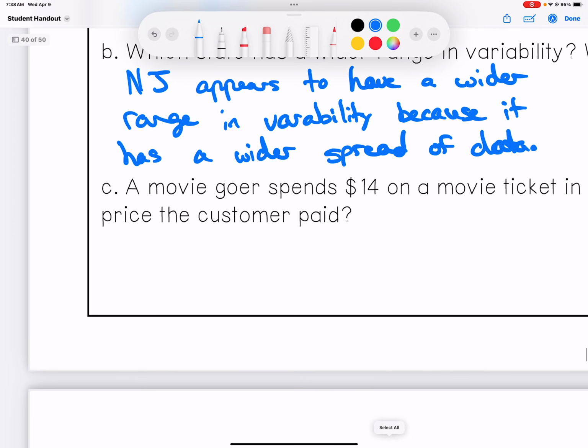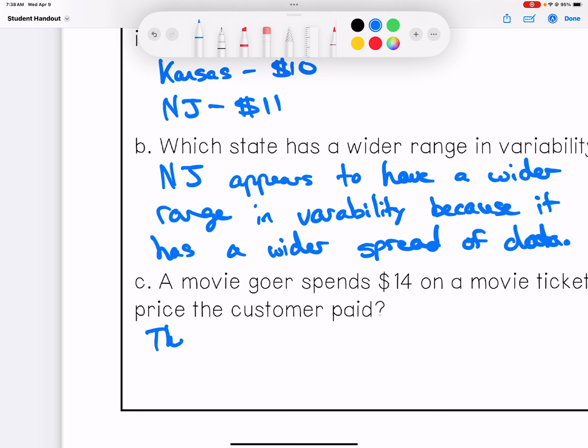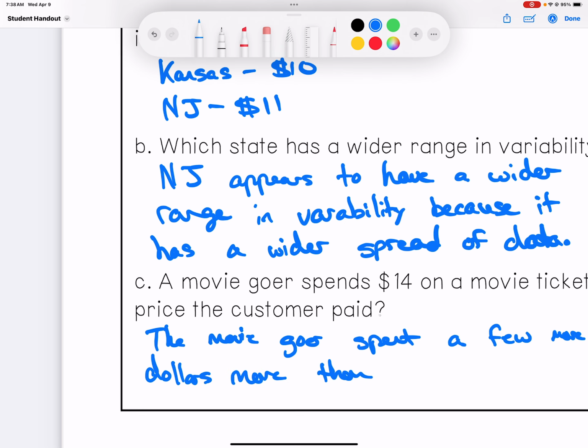So what I want you to notice is the moviegoer spent a few more dollars more than the median cost for a ticket.